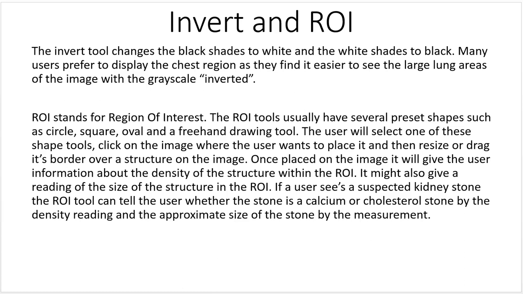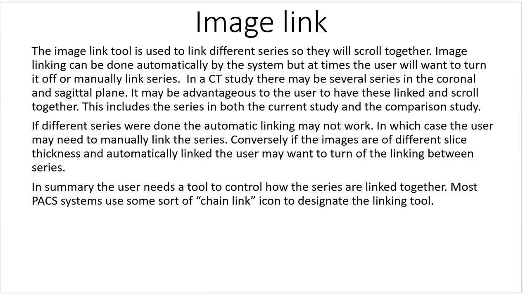If a user sees a suspected kidney stone, the ROI tool can tell the user whether the stone is calcium or cholesterol by the density reading and the approximate size of the stone by measurement. So there's two types of kidney stones. One is made of calcium and one is made of cholesterol, and you can use the ROI tool to determine which type of kidney stone the patient has.